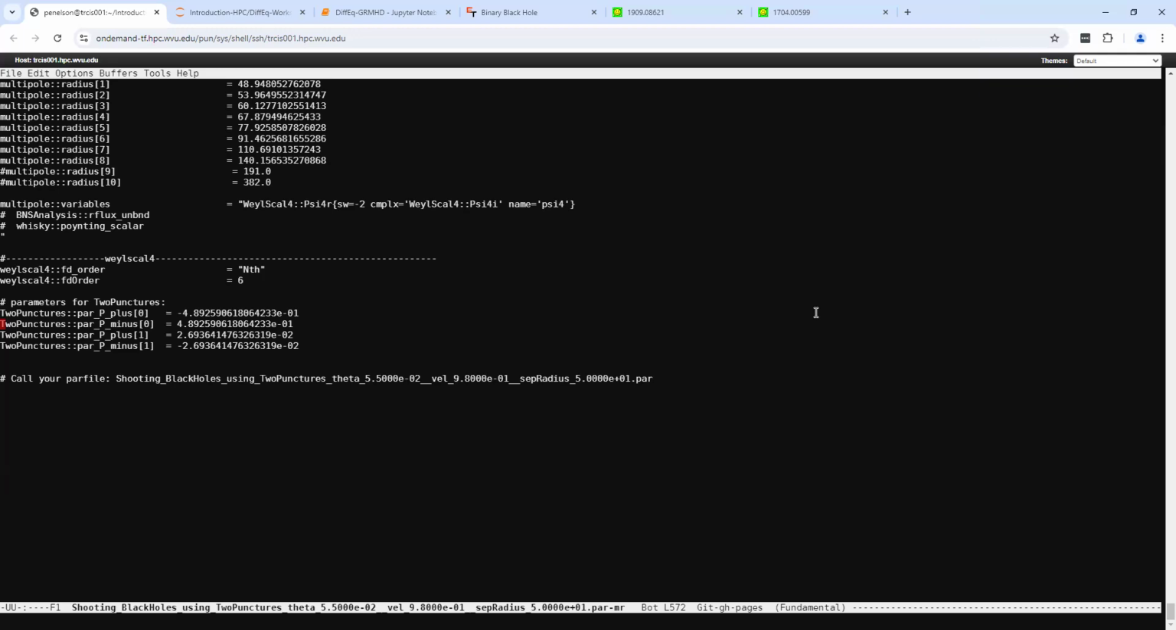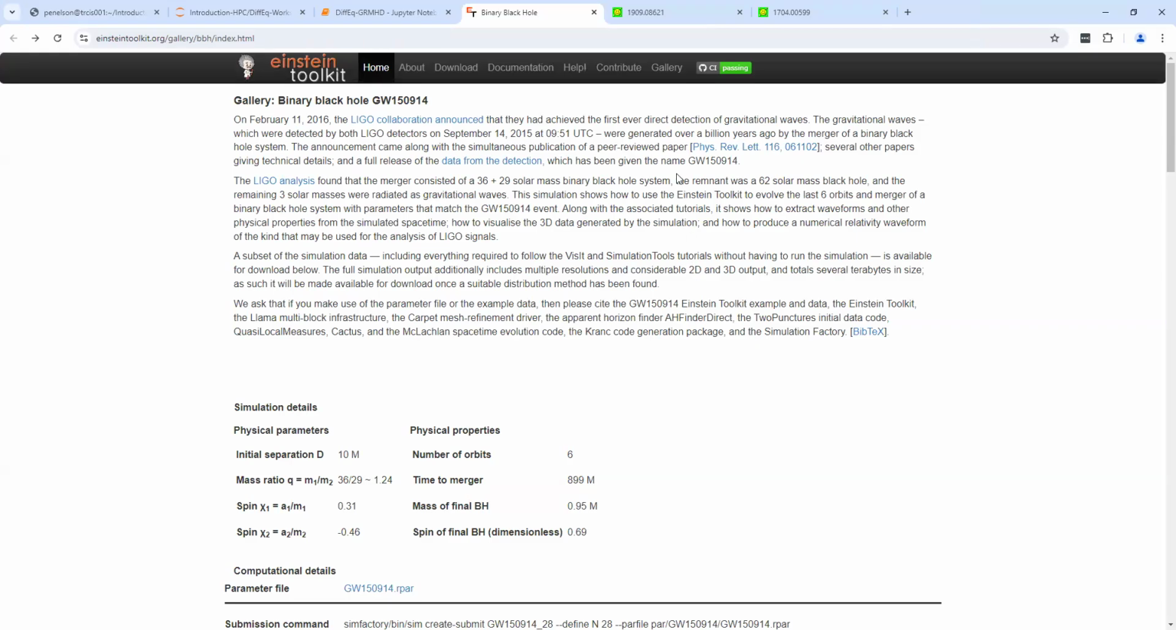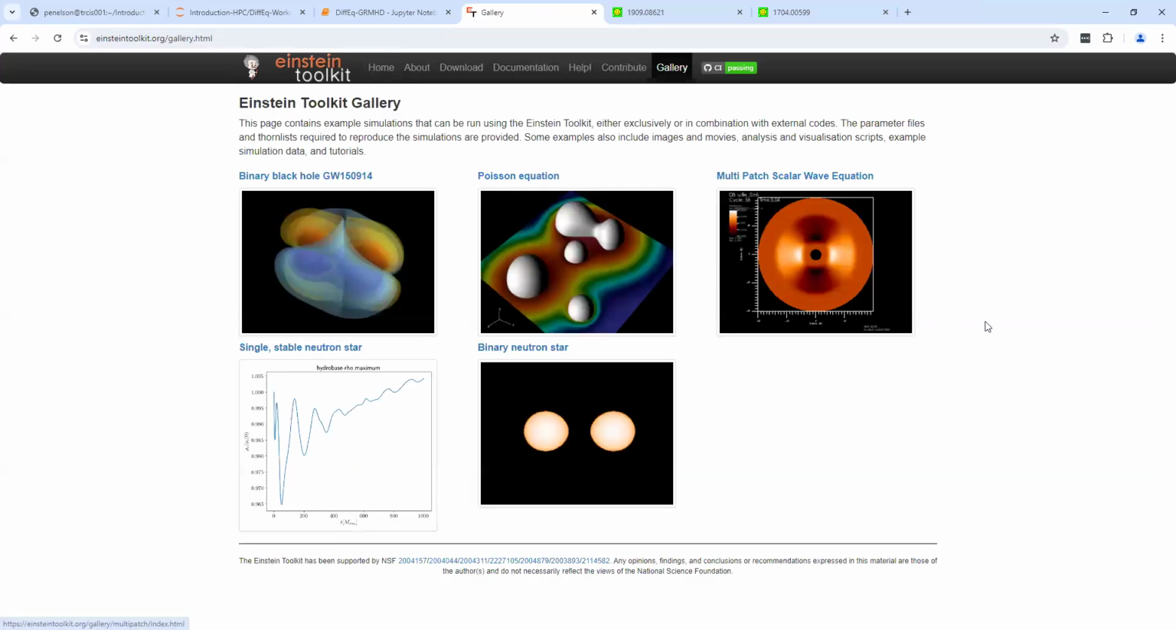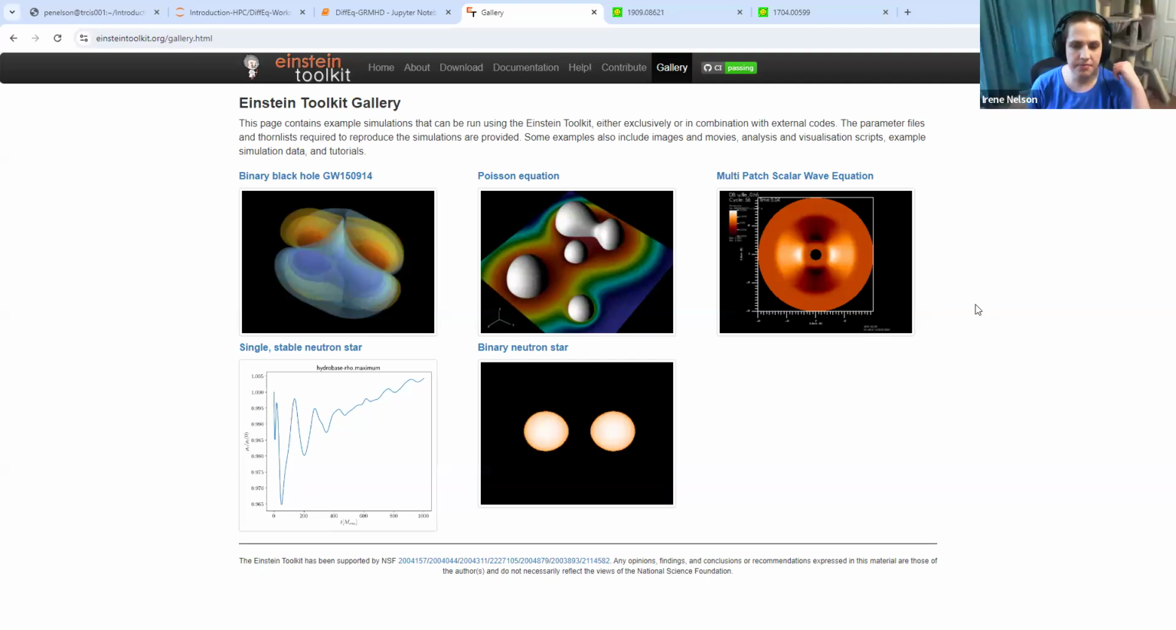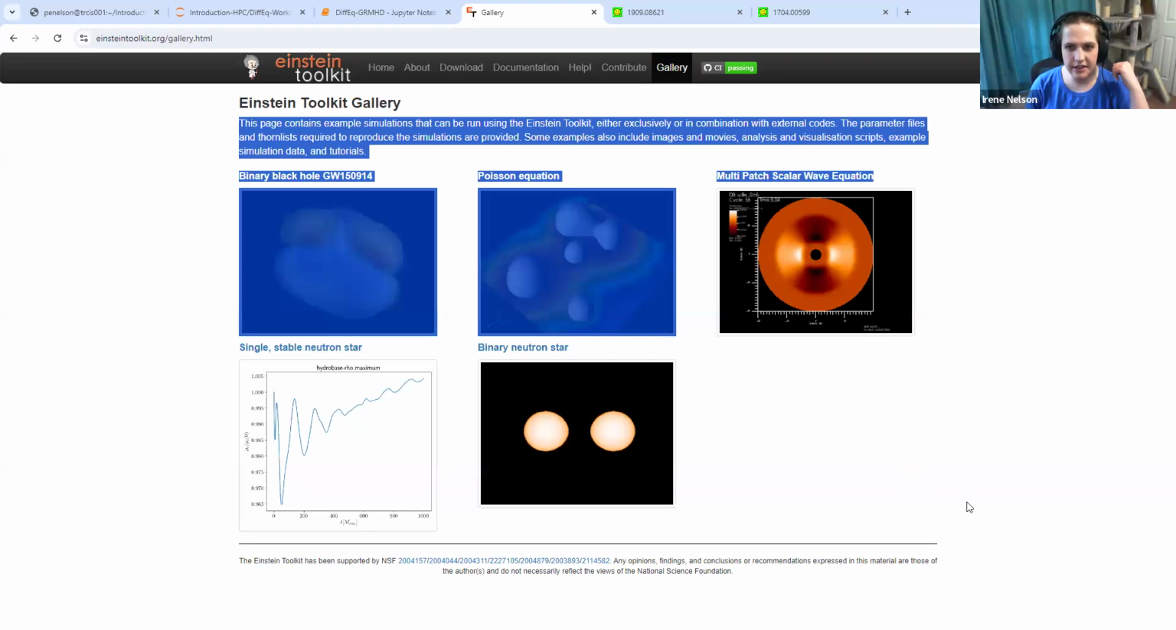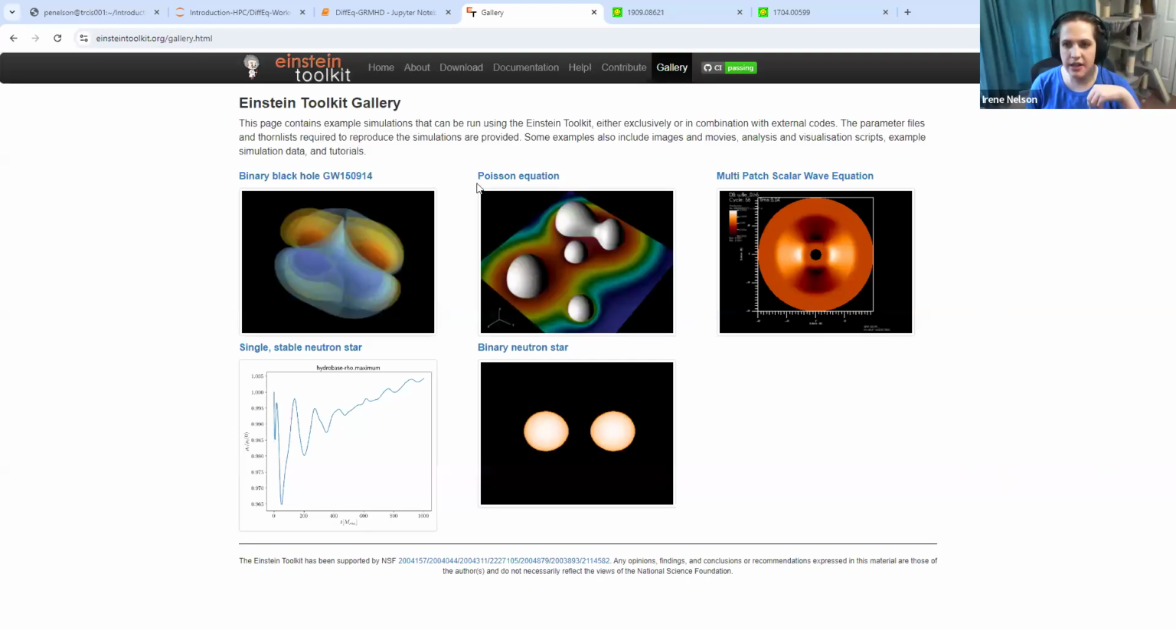What else can you do with this code? You mentioned you show these black holes, you show this dragging. What else can you do with this not involving black holes? The gallery has some options. At its base, it numerically integrates partial differential equations, so anything involving a Poisson-like equation, wave equations.